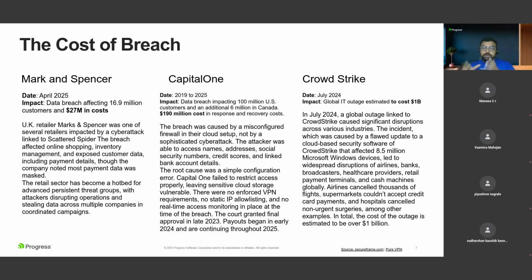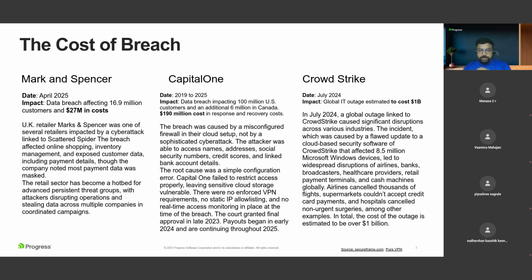So, what is the impact of these security breaches that are happening? High impact data breaches and operational disruptions can cost a lot of money. Here are some of the examples that we have seen in recent times. Marks and Spencer suffered a cyber attack in April 2025, affecting 16.9 million customers, and it cost them around $27 million, and it disrupted their online shopping inventory with most payment data masked. The retail sector faces coordinated attacks by advanced persistent threat groups targeting operations and data.